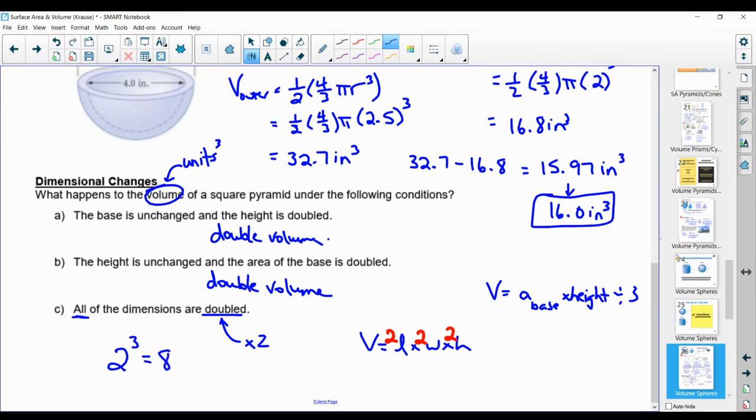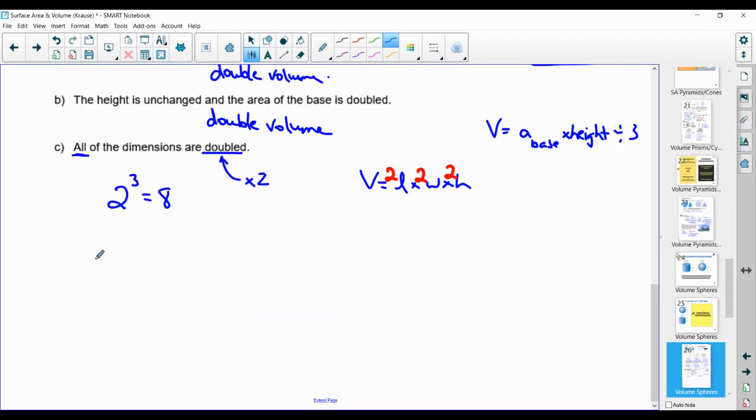If I were to triple my dimensions, if I was to triple all the dimensions, triple would mean times 3, and volume is cubed, so it would be 27 times bigger. If I were to quadruple it, I would multiply by 4 cubed, and 4 cubed is 64. So it would be 64 times bigger.